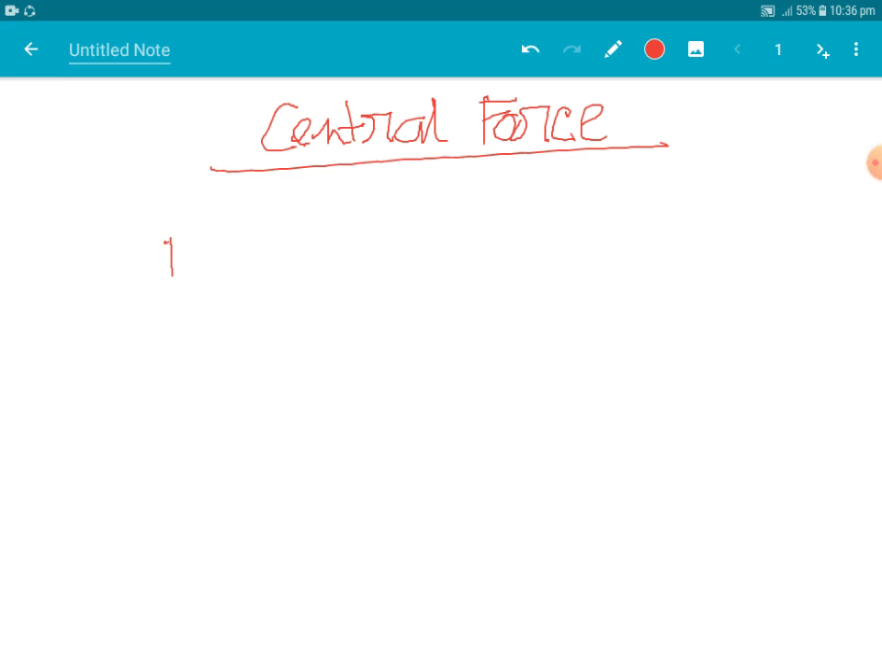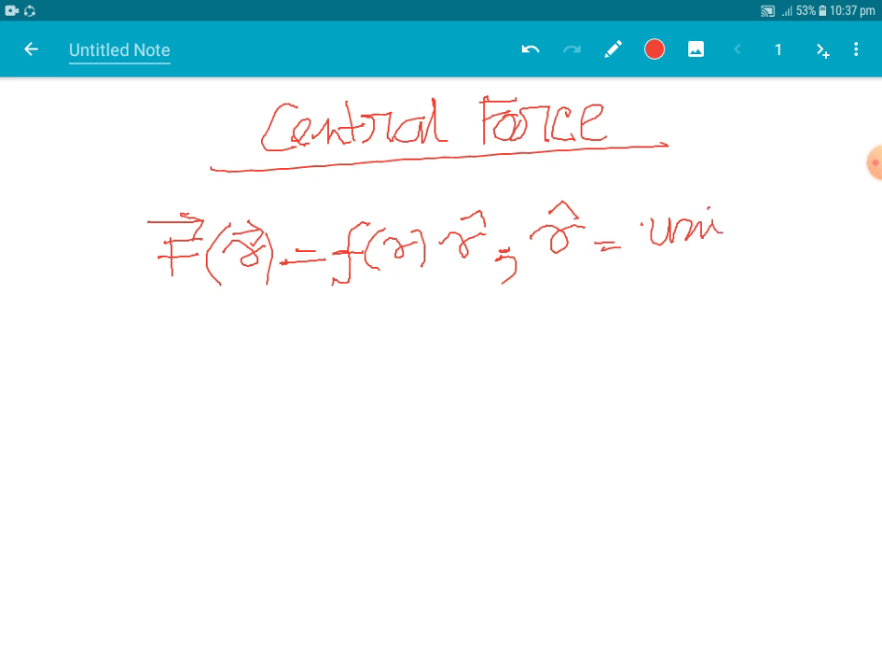The central force may be represented by F vector equals f(r) times r cap, where r cap is the unit vector along r.